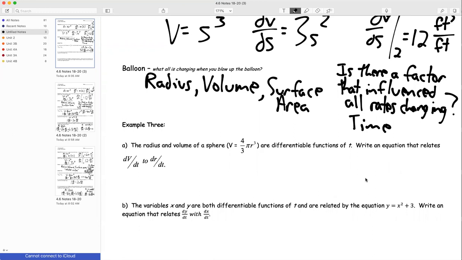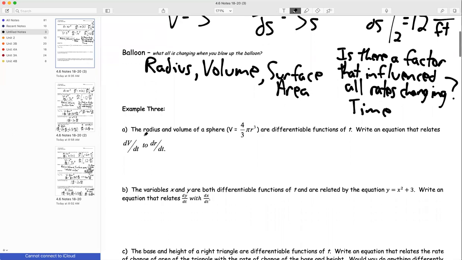When we are taking the derivative with respect to time, it's kind of like implicit differentiation. We've got to tag our variables, but we have to tag every variable that is changing with respect to time. Don't forget to tag, and that's the whole key to related rates. We've got to tag our variables. Okay, so let's look at an example.